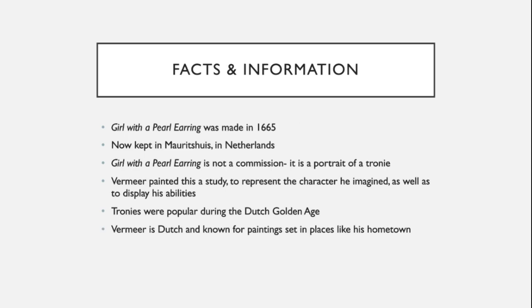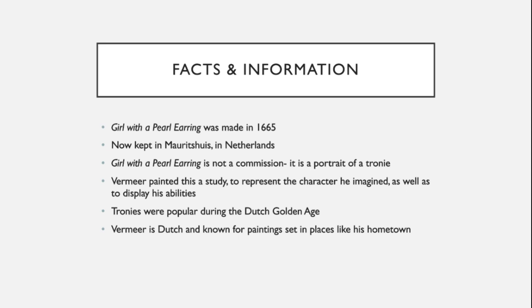The third section. Girl with the Pearl Earring was made in 1665 and is kept in the Mauritshuis, an art museum in the Netherlands. This was not a commission of one specific person. Rather, this piece is a portrait of a tronie. This means that the painting is a representation of a character Vermeer imagined, and he painted it as a study to display his artistic abilities.